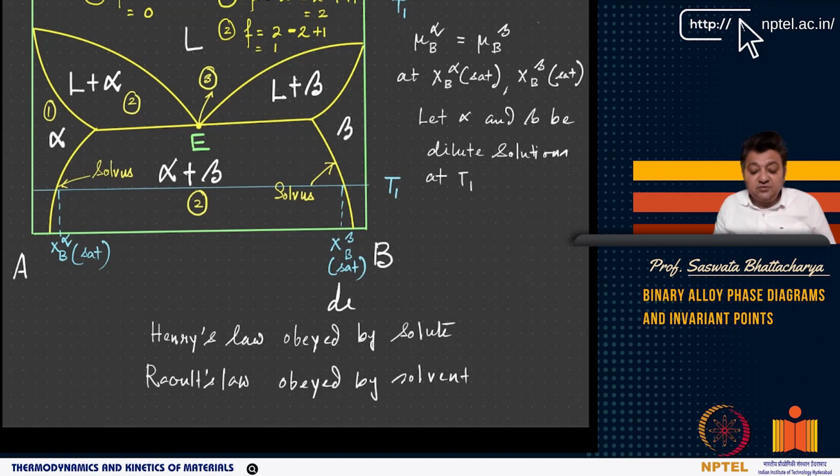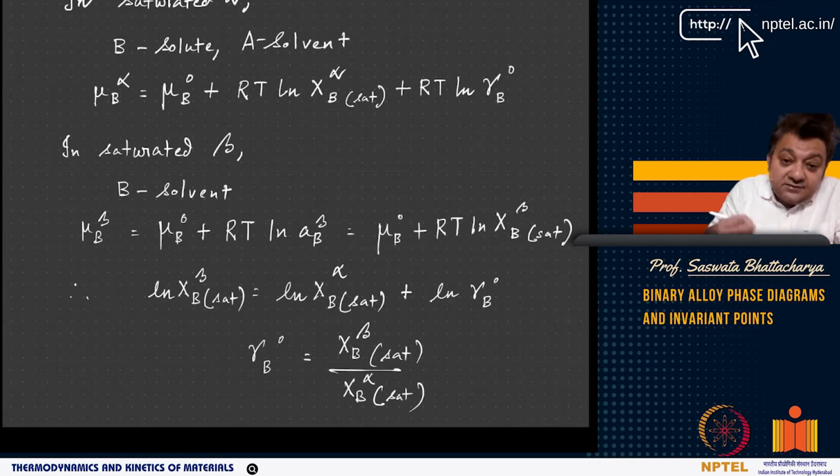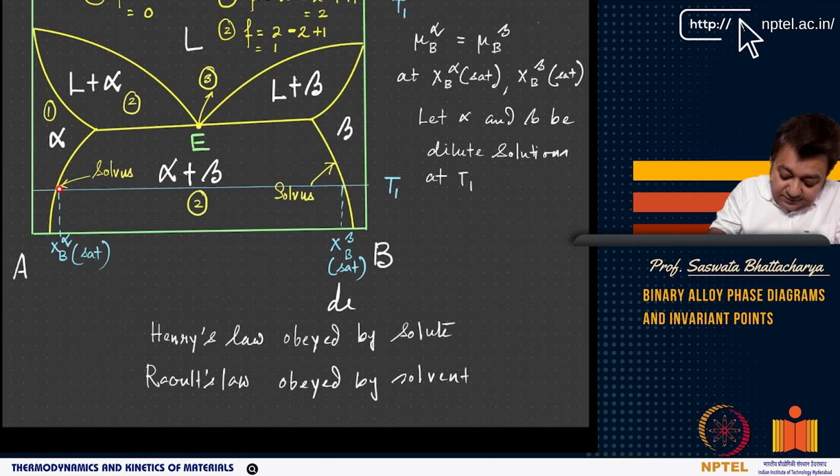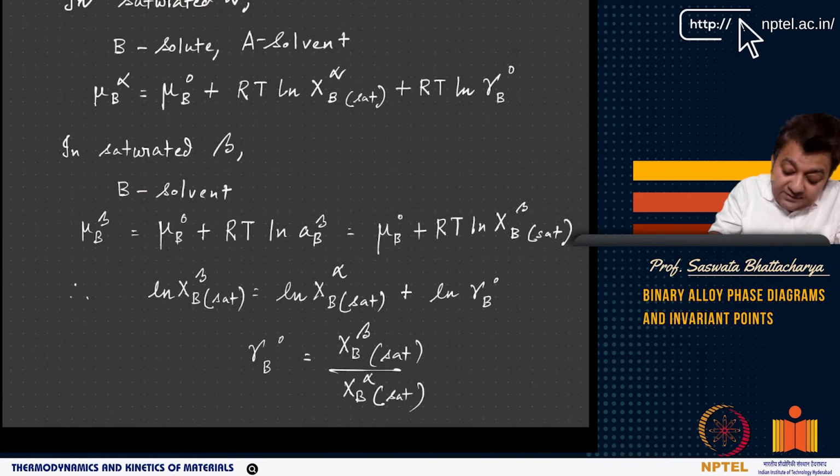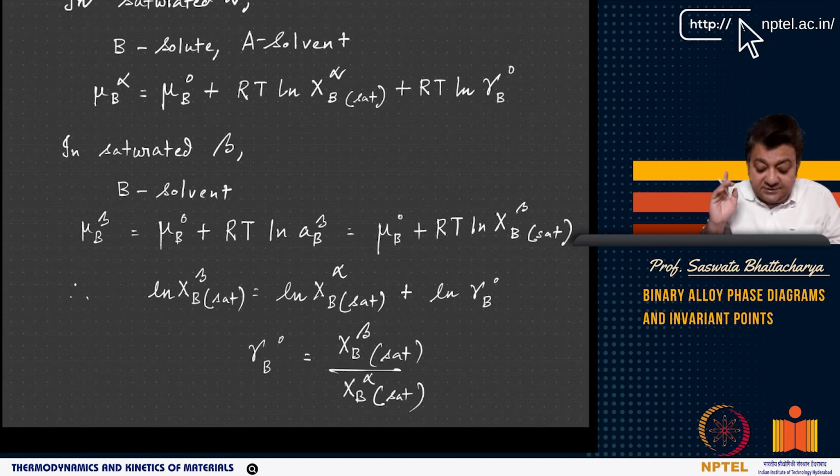Why? Let us assume that at this temperature T1, alpha and beta are dilute solutions. Now, if we consider alpha and beta to be dilute solutions, in saturated alpha, this is a very important point that I am trying to say. In saturated alpha, this composition is what I am talking about at temperature T1, and this is your saturation composition. At this point, in saturated alpha, B is the solute and A is the solvent, as we have already told. So now we are also assuming it's a dilute solution.